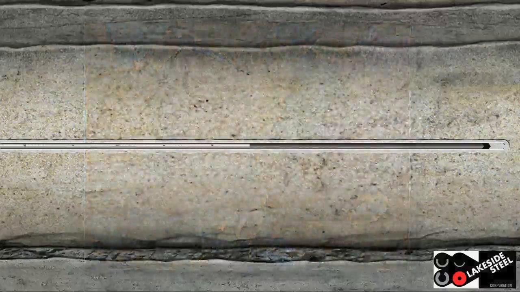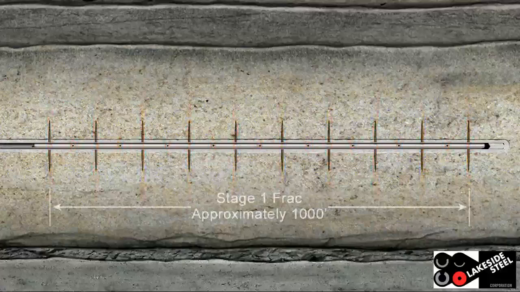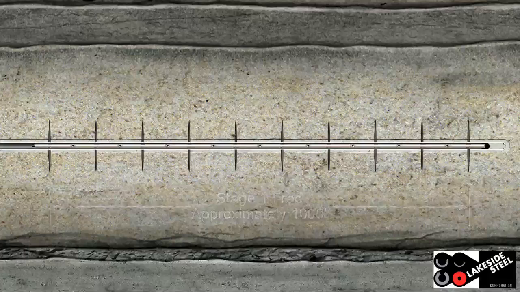A perforating gun is lowered by wire line into the casing to the targeted section of the horizontal leg. An electrical current is sent down the wire line to the perf gun and sets off a charge that shoots small holes through the casing and cement, and out a short distance into the sandstone formation. The perf gun is then pulled out of the hole.